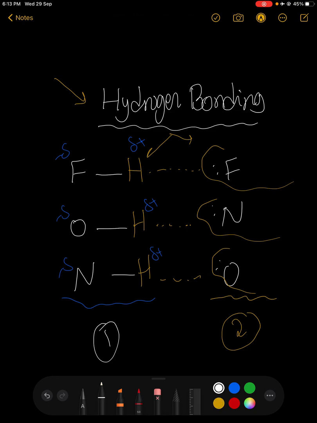So, as you can see, we have partially negative electronegative atoms, we have hydrogens in the middle, and we have electronegative atoms on the other side. Where is the hydrogen bonding? The hydrogen bonding is represented by a dotted line. And as we can see, the angle between the dotted line and the covalent bond is 180 degrees. How can I apply this and take some examples? Let's go and take another example.